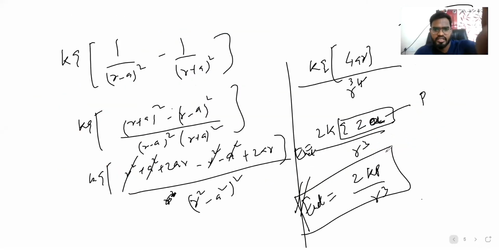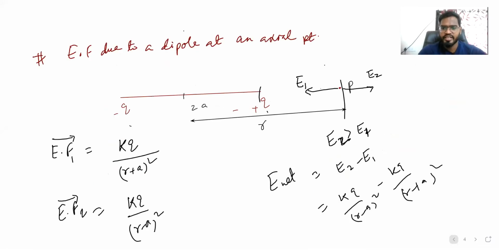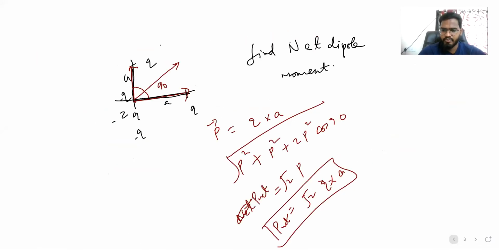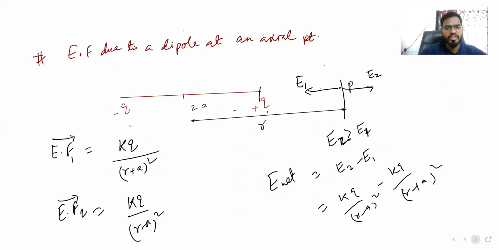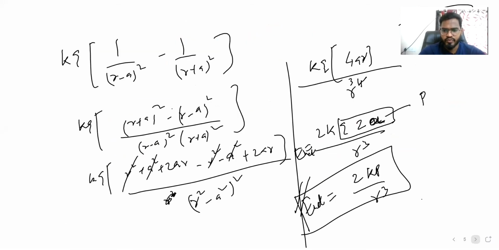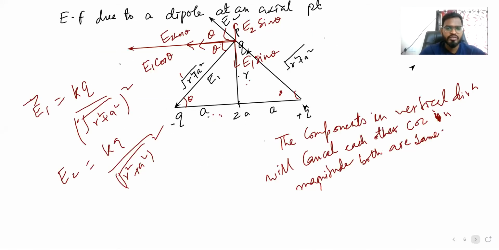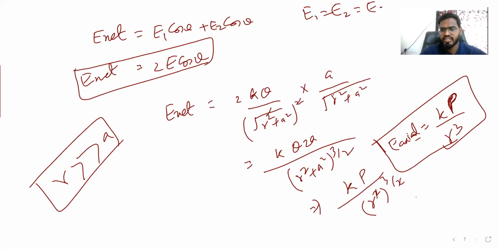Let's see all this once more, whatever we did in today's class, and then we'll do a few numericals related to this. We did the dipole moment, and then the electric field due to a dipole at an axial point, where we got the answer 2kp by r cube. Then we did the components, which is important, and after that we got kp by r cube. Hope everybody got it. Till here, if anybody has any doubt, they can comment and we will obviously reply. The numericals we'll see in the next part.